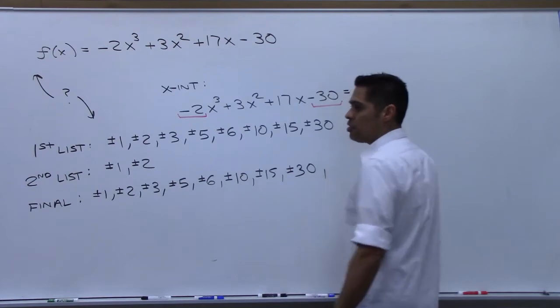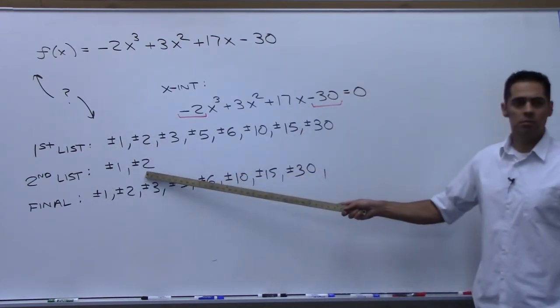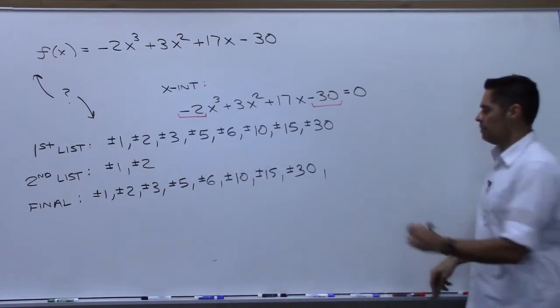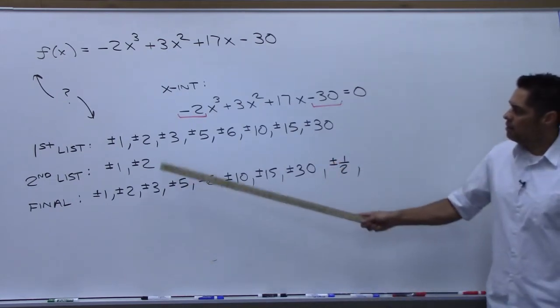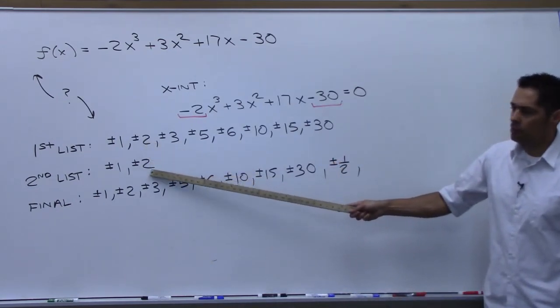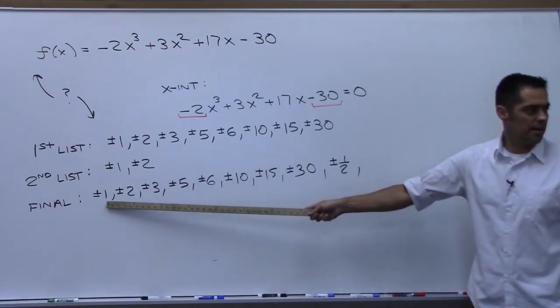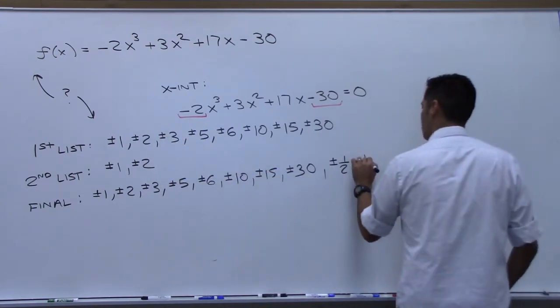But then, in addition to that, I have every one of these over 2. So what's 1 over 2? 1/2? Plus or minus 1/2? All right. What's 2 over 2? 1, I already have 1 in my list, don't I? So I don't have to write it again. 3 over 2 is not in my list, so 3/2.